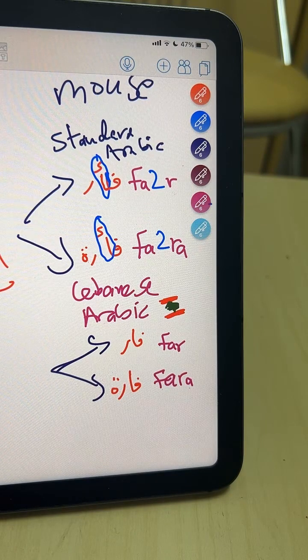Now, in standard Arabic, if you see the guttural stop, how does the pronunciation change? So far becomes fa'r. And for female mouse, it's fa'ra. But we don't use it, and definitely not for the computer. We don't say for the mouse fa'ra. We still call it mouse. Mouse is mouse, but in Arabic alphabet. That's it. Or in Arabic.